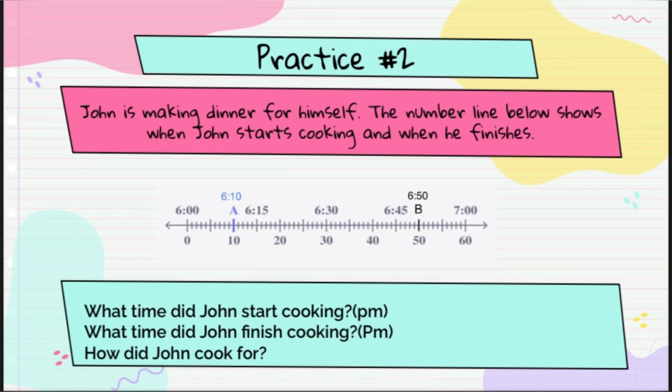Practice question number 2. John is making dinner for himself. The number line below shows when John starts cooking and when he finishes. Question number 1. What time did John start cooking? Question number 2. What time did John finish cooking? Question number 3. How long did John cook for?